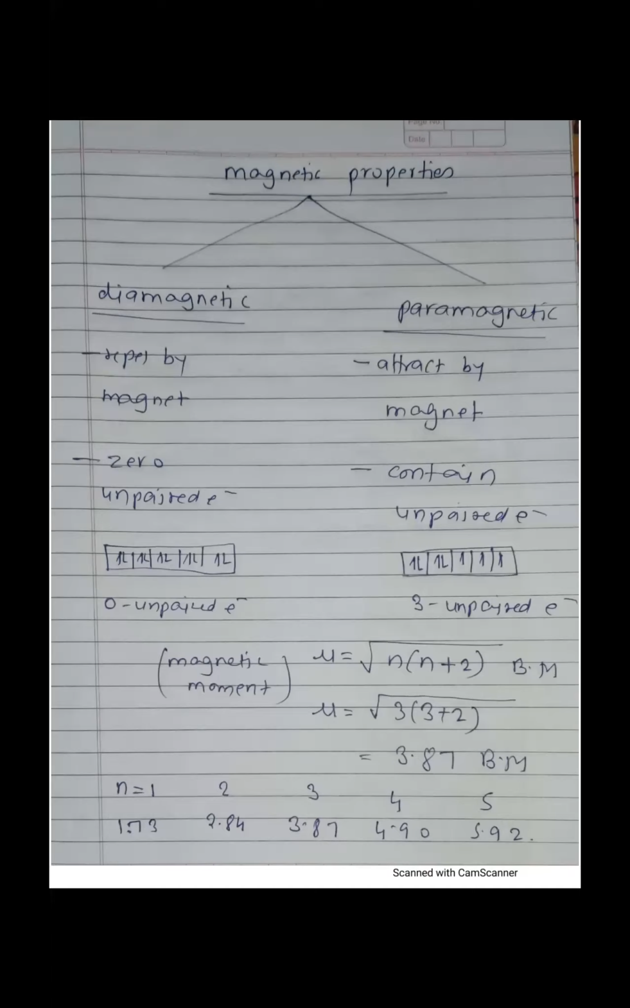It will become 3d5 4s0. After applying Hund's rule and filling the orbitals, I will get n equal to 5. For Fe plus 3, I will get n equal to 5. That's why the correct answer is 5.92.